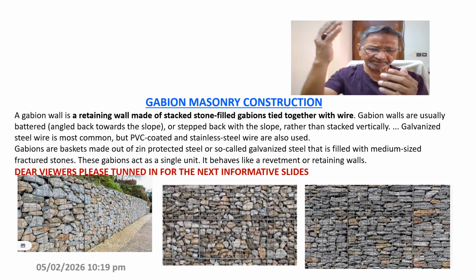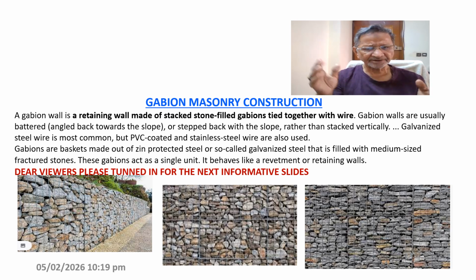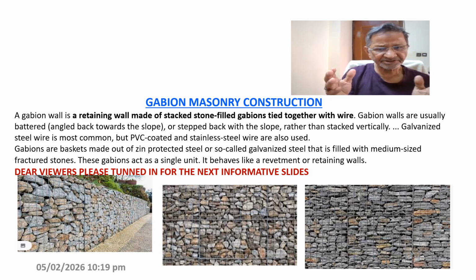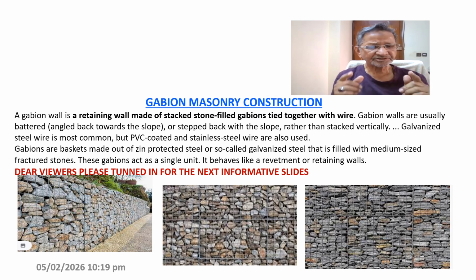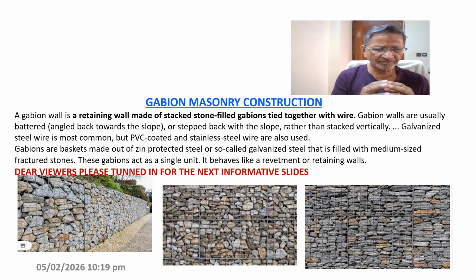Usually they are angled, in slope, so that the stones do not fall vertically. These Gabion masonry walls are made at the roadside of places where there are hills and mountains, so that while traveling the stones do not fall on the road or on vehicles. The wires tied to the Gabion masonry are galvanized steel or PVC coated steel.